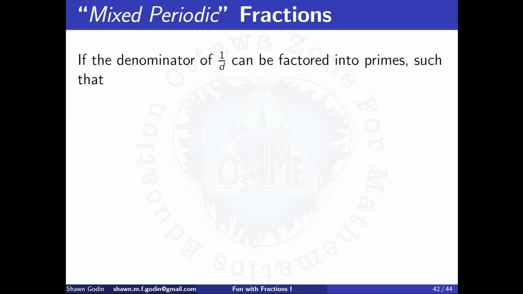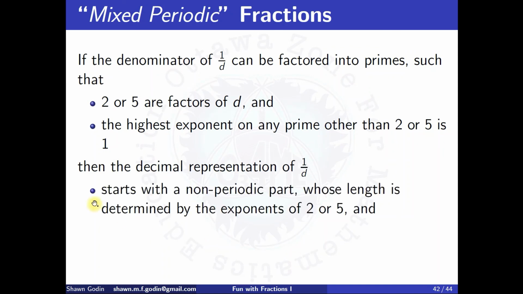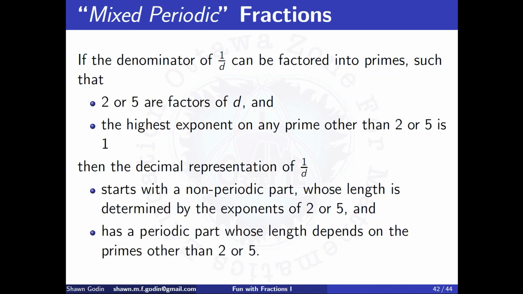If the denominator factors into primes such that 2 and/or 5 are factors of d, and the highest exponent of a prime other than 2 and 5 is 1, and we have some prime other than 2 and 5 in there, then the decimal representation of 1 over d is going to start with a non-periodic part whose length is determined by the exponents of 2 and 5. So from the first video, the 2 and 5 part determines the length of the chunk at the beginning, and the periodic part depends on the primes other than 2 and 5.